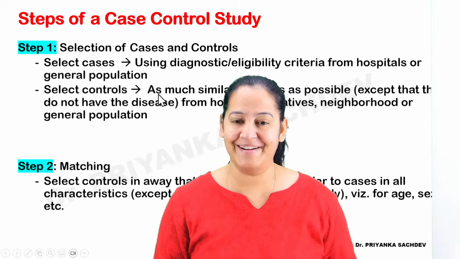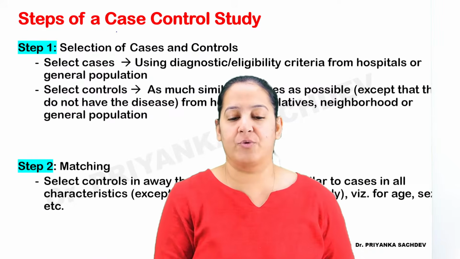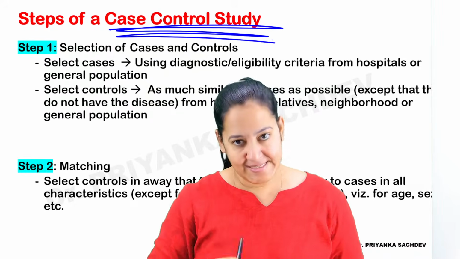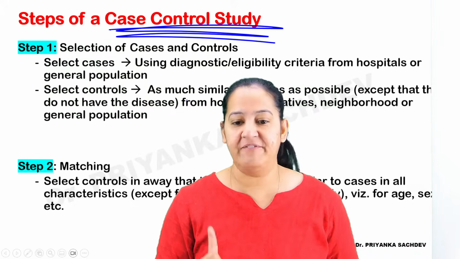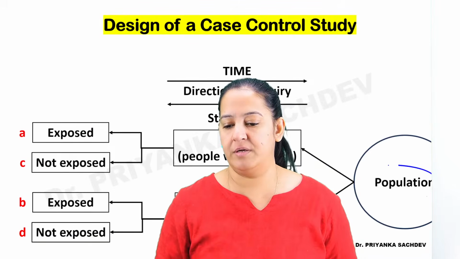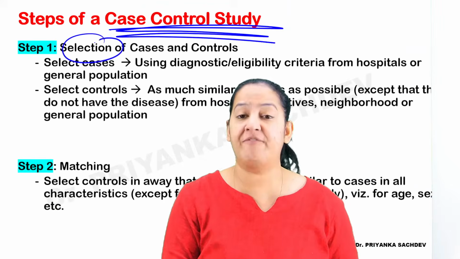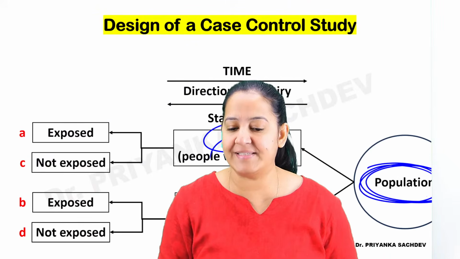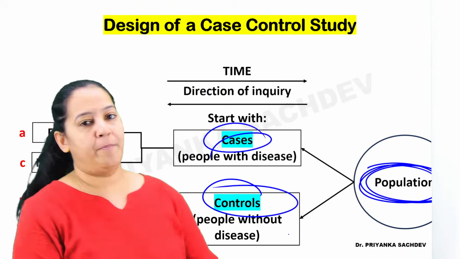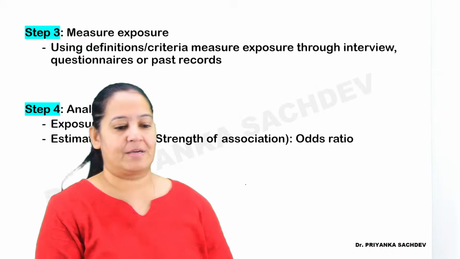Can we go ahead? So what are the steps of the case control? Let's continue with case control. What are the steps? The first step, select your population. From your population, select the cases and select the controls.